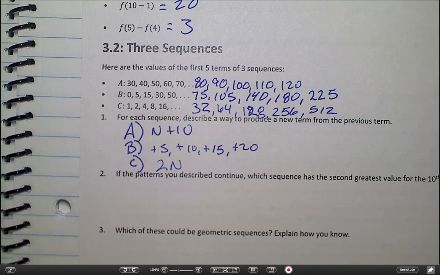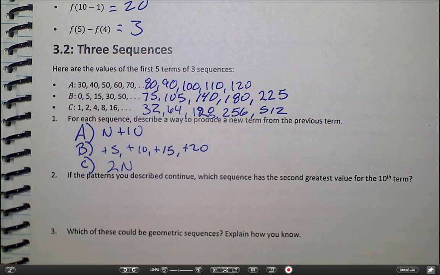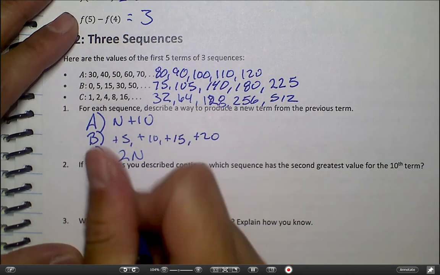Okay, so now I filled out the pattern all the way to the 10th term. Let's go back and answer the question. Which one is the second greatest? The middle is? Say letter B. So that one's going to be B.